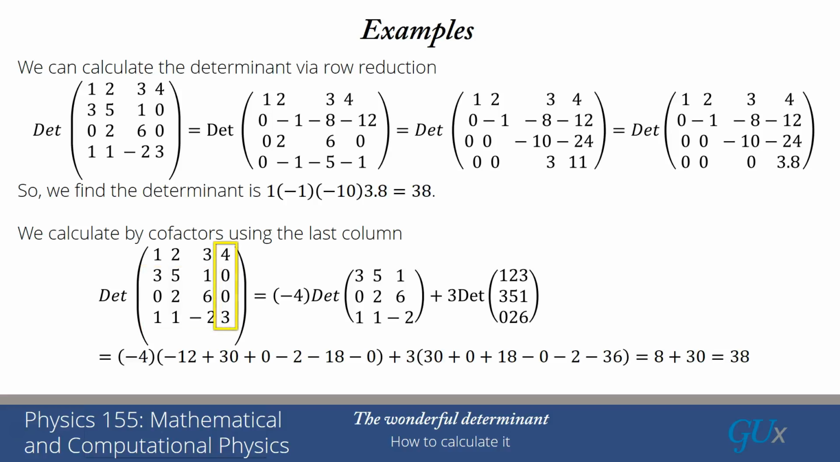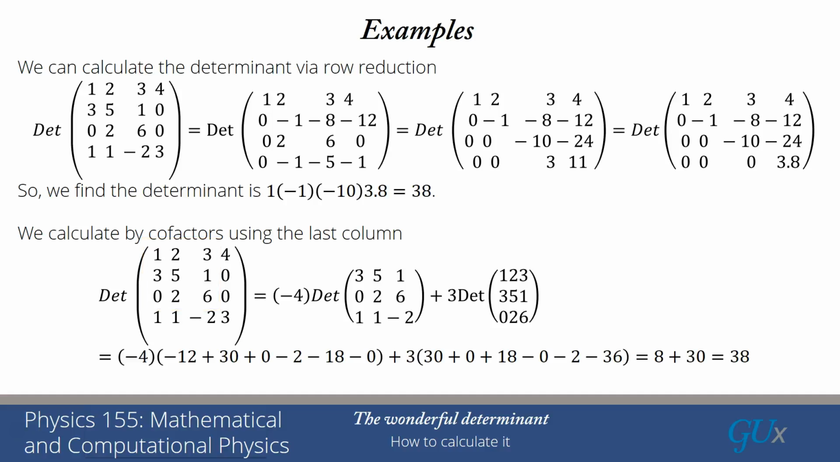And then the other cofactor is going to be a 3. This one is an even one. If I add the i plus the j, I get an even number, and take the determinant of the matrix I get by crossing out those rows and columns. And that's the matrix 1, 2, 3, 3, 5, 1, 0, 2, 6.